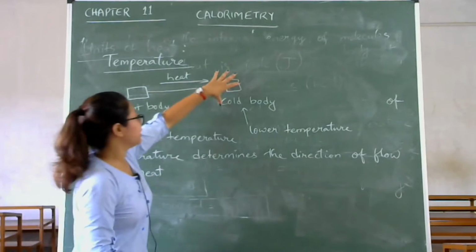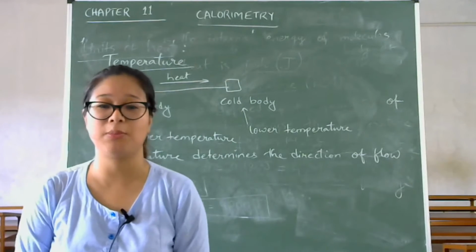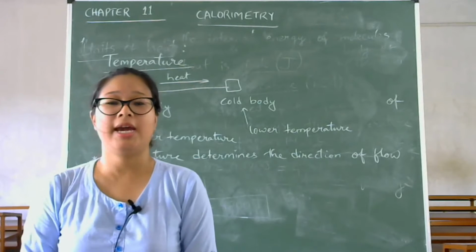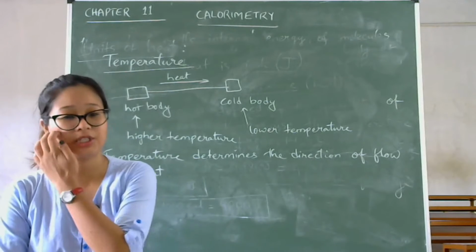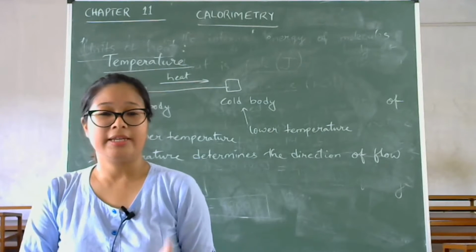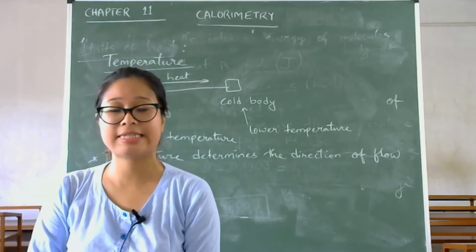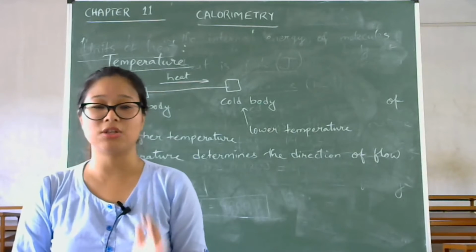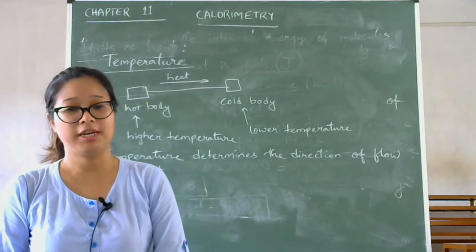Okay, and this cold body, after it receives heat, what happens to the molecules of the body? They will move more vigorously, and there will be a rise in its temperature. So temperature can be defined as a parameter or quantity that tells us about its thermal state. That is, it tells us the degree of hotness or coldness of a body. And temperature also determines the direction of flow of heat.